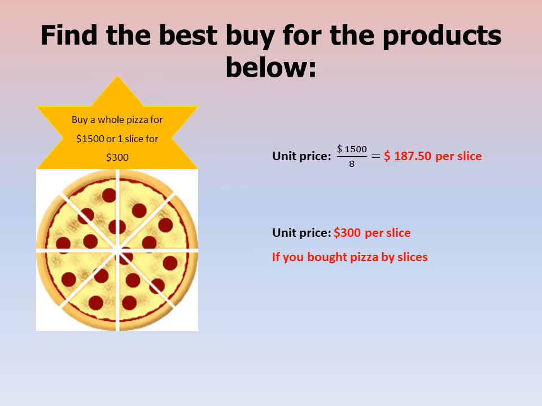Wow, one slice of pizza would be $187.50. So if you can find 8 friends to put together to buy the whole pizza, you've saved yourself so much money. You save yourself so much money, guys. The price almost doubled. So imagine you're saying, okay, let me buy the pizza by the slice because I only have $300.